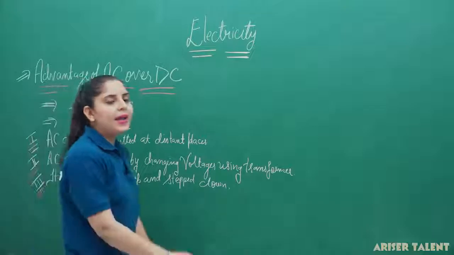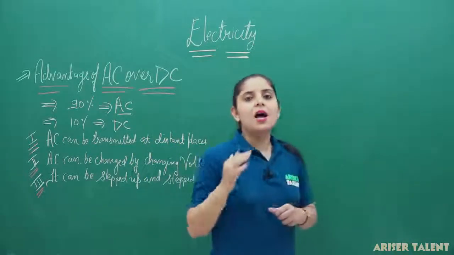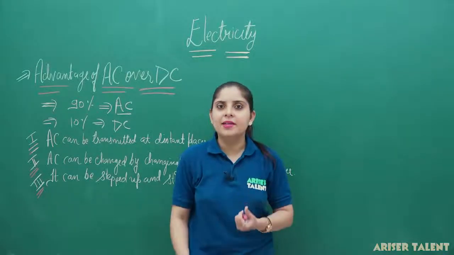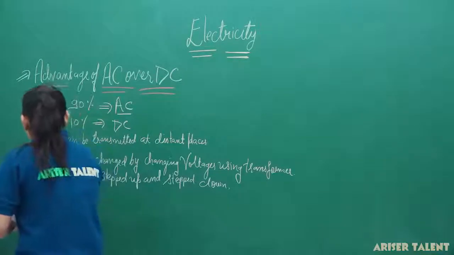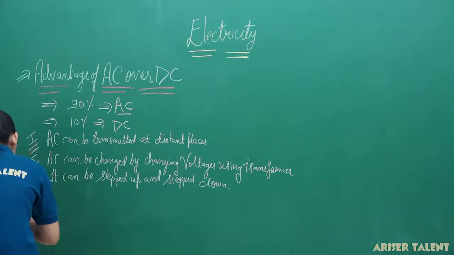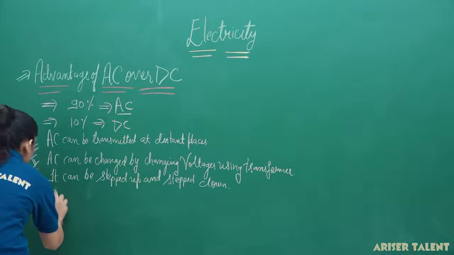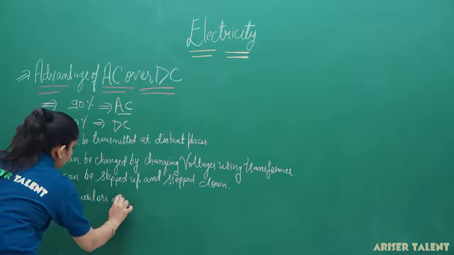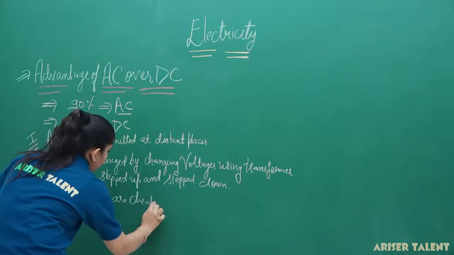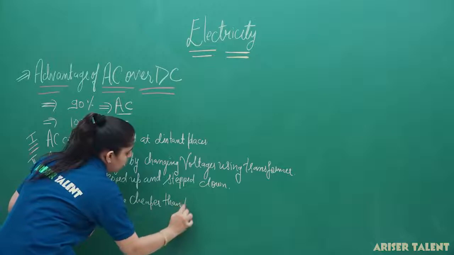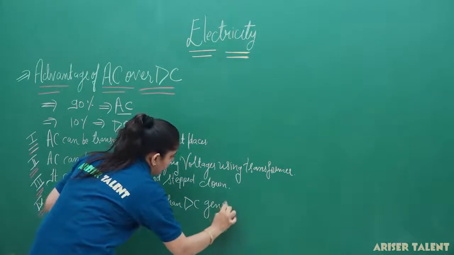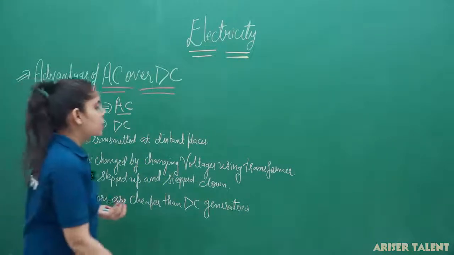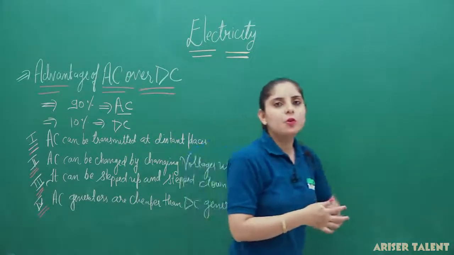If you are going to buy generators, the AC generators are cheaper as compared to the DC generators, which is another advantage of AC over DC. So, AC generators are cheaper than DC generators. So, these are some of the advantages of AC over DC.